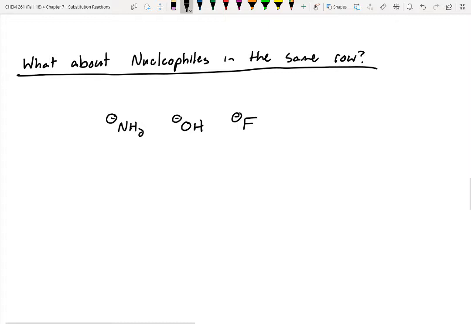Which one's more stable? Fluoride. Okay. And that's due to electronegativity trends, right? So when we looked at atoms in the periodic table, we said if they're in the same row, we have to look at electronegativity. If they're in the same column, we look at atomic size. All right. Which one do you think is going to be a better nucleophile then? NH2?